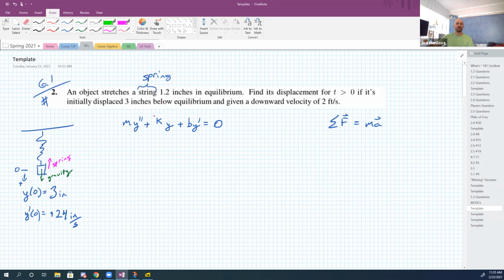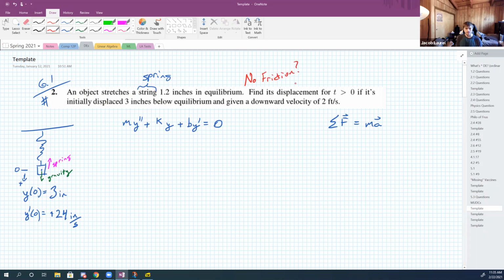Do they tell me anything about friction here? No. I think the beginning of the section even says you don't have to worry about any of that. I'm just going to assume there's no friction, but that's kind of a fair question to wonder about. So which of these three terms is which?